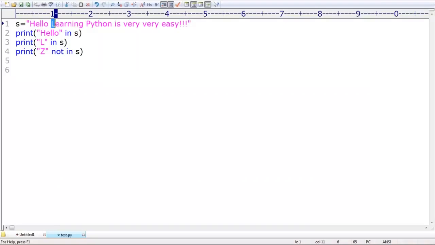Here I'm using capital L only, and in the string also capital L only. If you take small l, then it says sorry, not there. Python is a case sensitive language. Case is important, there is a difference between lower case and upper case in Python. This is about membership operators, right?